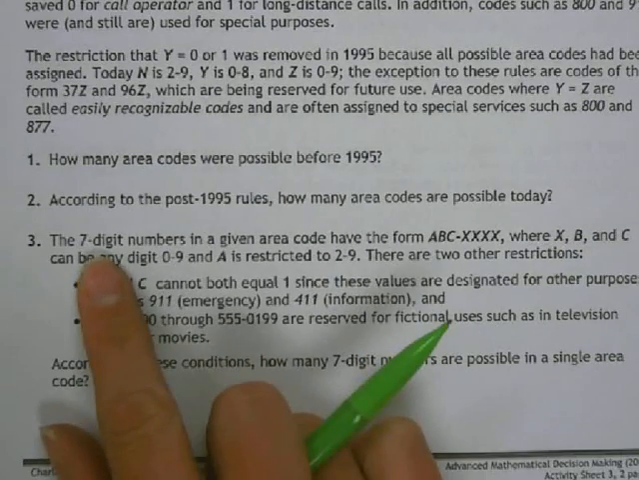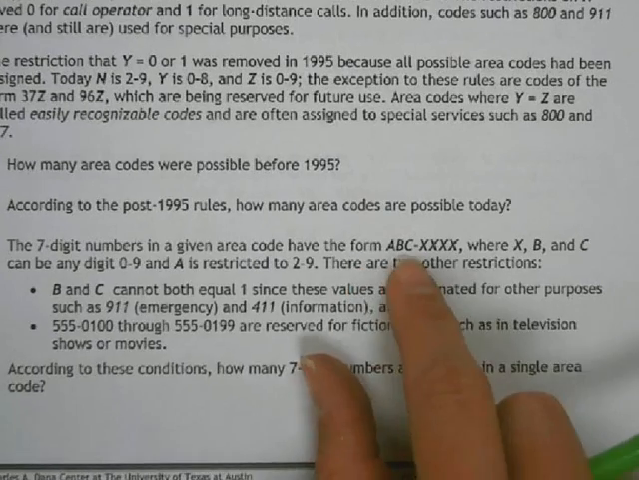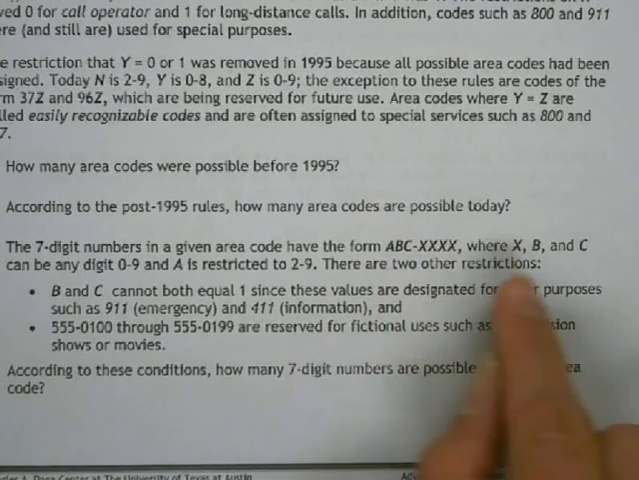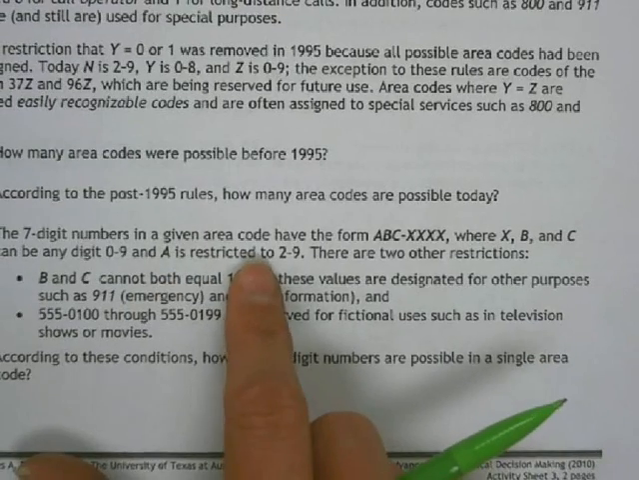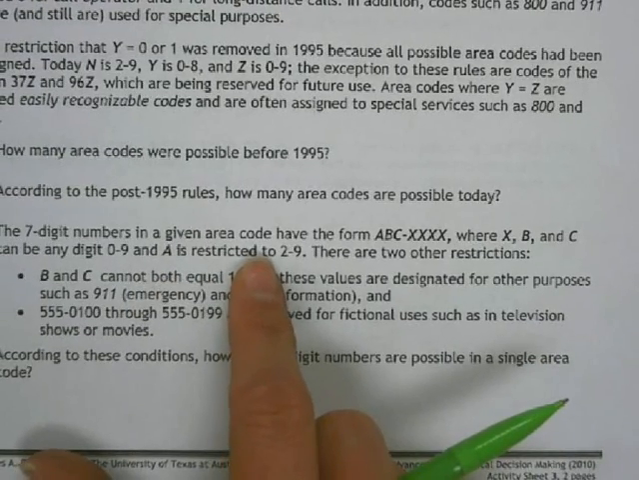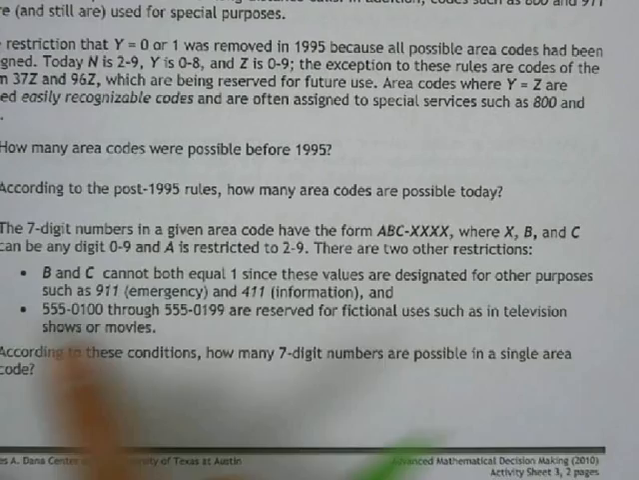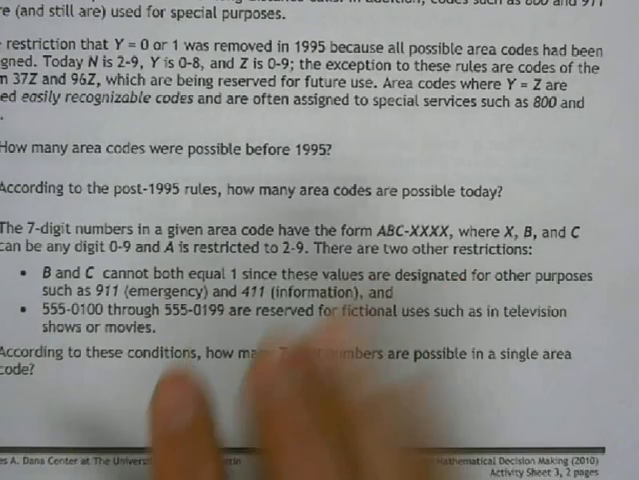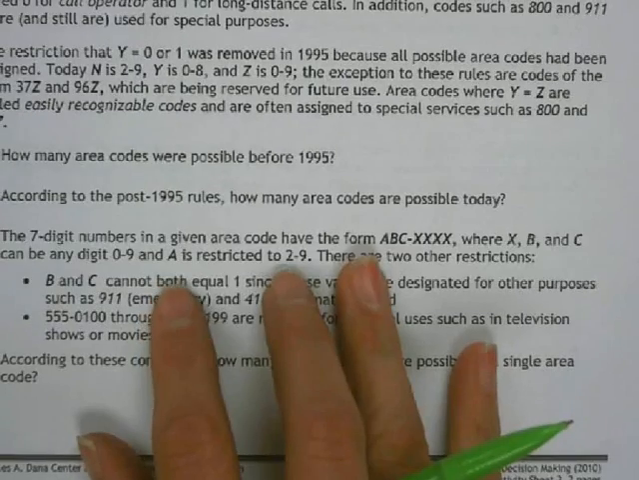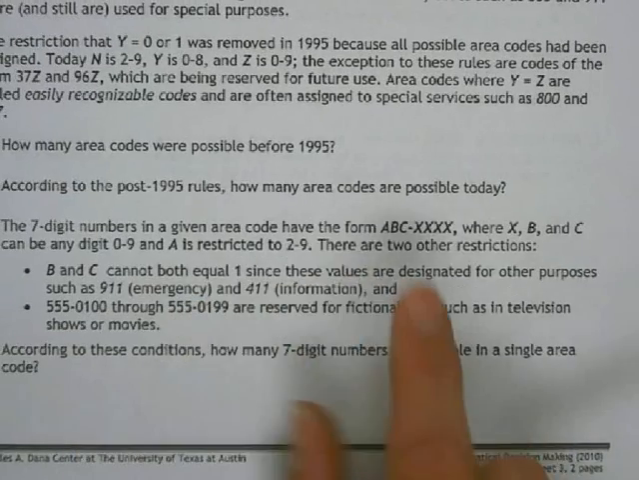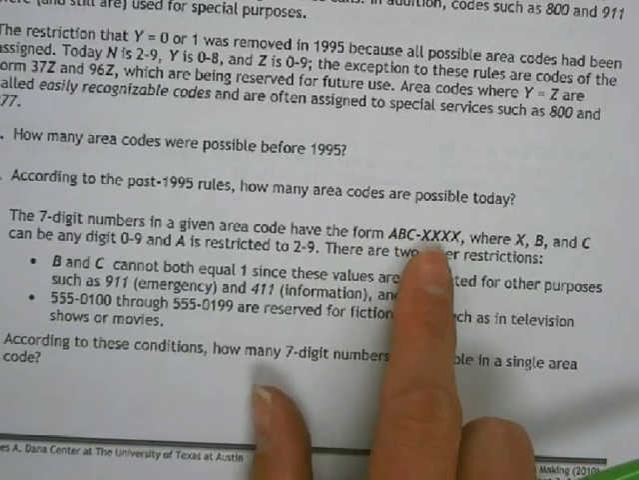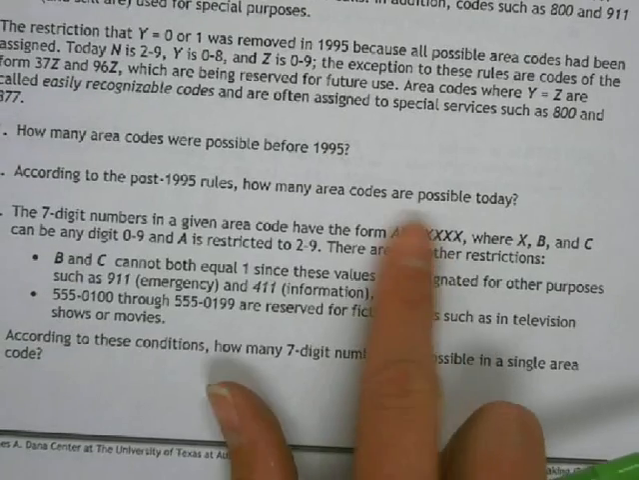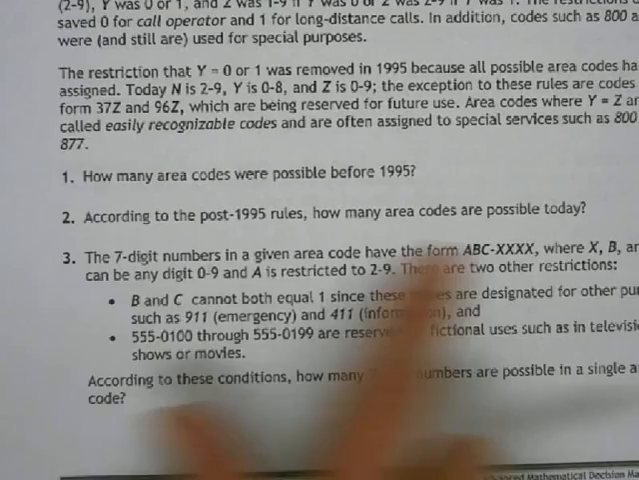The 7-digit numbers in a given area code have the form A, B, C, X, X, X, X, where X, B, and C can be any digit 0 through 9, and A is restricted to 2 to 9. We have two other restrictions which we'll get to in a minute. Before we talk about restrictions, what we want to know is how many total possibilities are available under these parameters. Then we'll take out anything that's restricted.